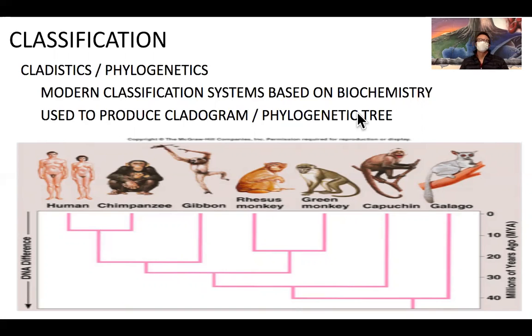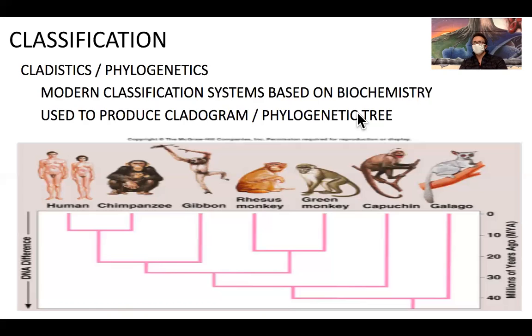Yeah, the Galago. How long ago did those two groups diverge? Yeah, about 40 million years ago, okay? And so would you say that the humans and Galago have a lot of DNA in common? No. Do you think they have some DNA in common? Yes. Now, based on this diagram, which two groups are the most alike when looking at DNA evidence?